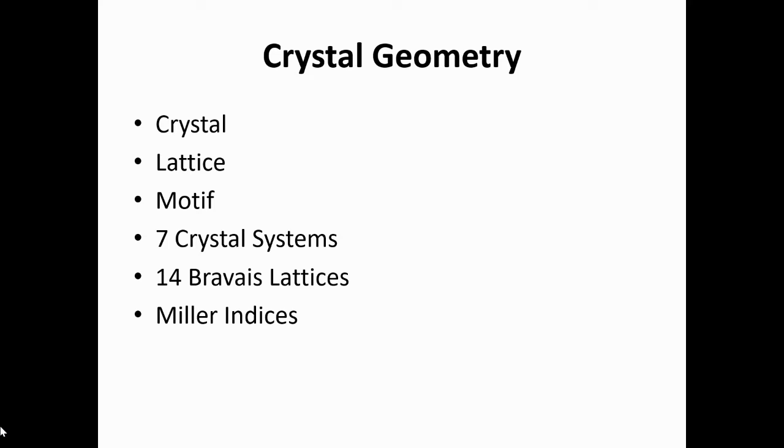Afterwards, we will focus mainly on lattice and see how the lattice can be classified into 7 crystal systems and 14 Bravais lattices. We will end this section with discussion of Miller indices, of directions and planes.